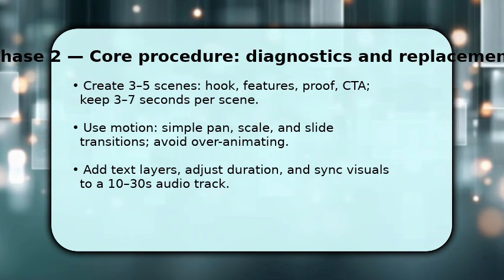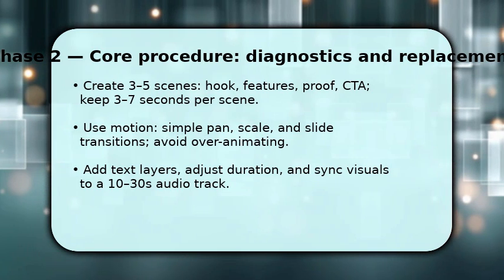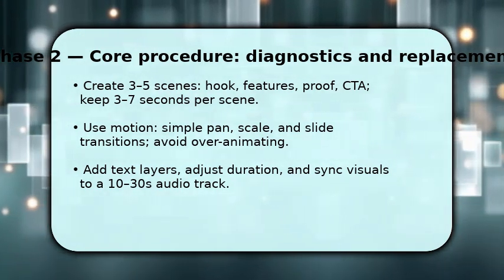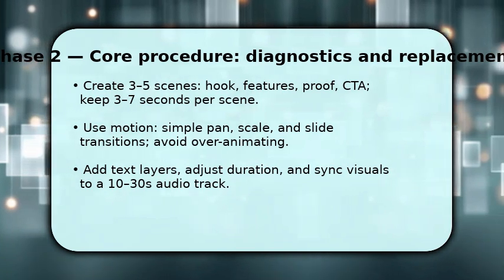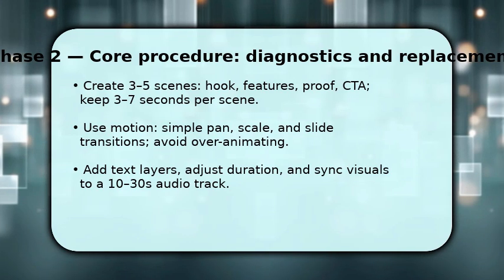Then apply subtle motion presets: pan, scale, or slide, and choose smooth transitions. These guide the eye without distracting. Once visuals feel aligned, add an audio track and sync cuts to beats. Make sure text remains readable for at least 1-5 seconds after each change.